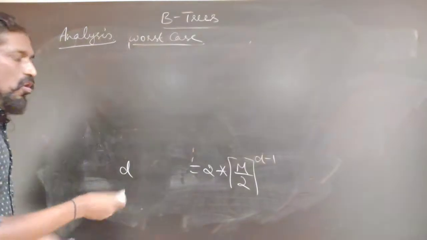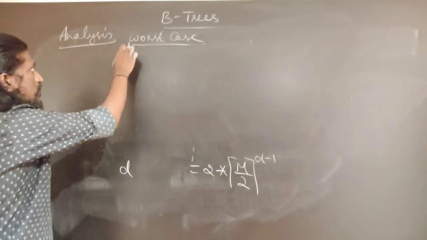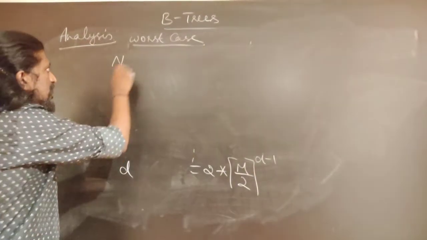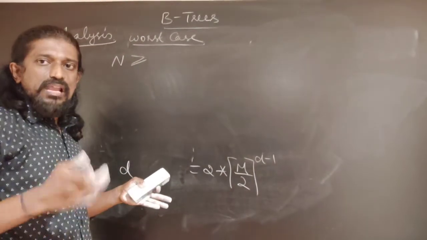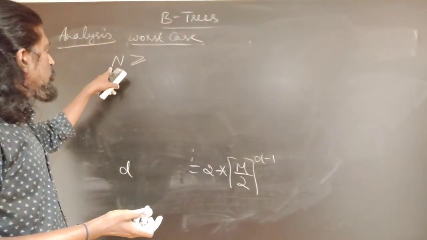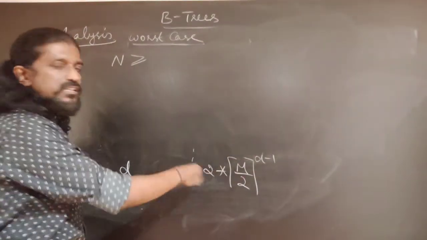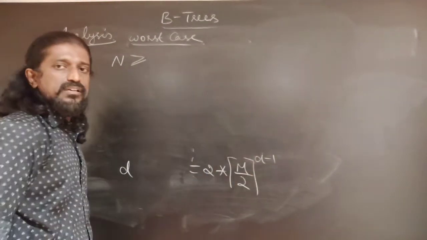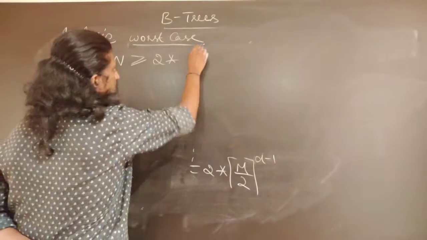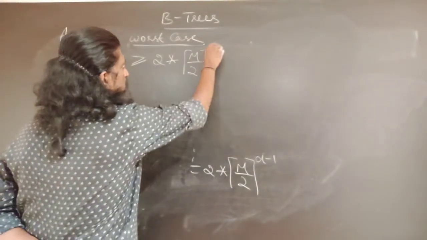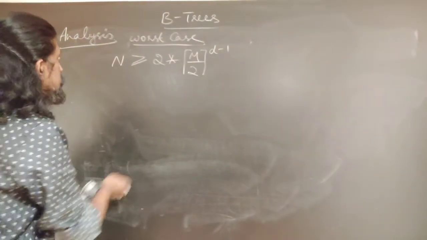In our B-tree, all the keys are present in the leaf level. So if we assume that the number of keys is uppercase N, this N will be greater than or equal to the number of descendants present, because each descendant will have more keys. So obviously all the keys at that level, N, will be greater than or equal to the maximum number of descendants at that particular level. Therefore N will be greater than or equal to 2 into m by 2 to the power of d minus 1.